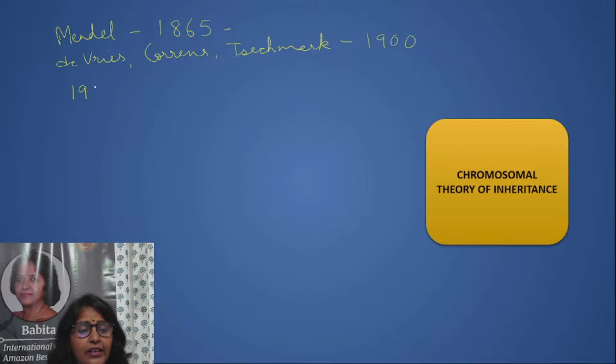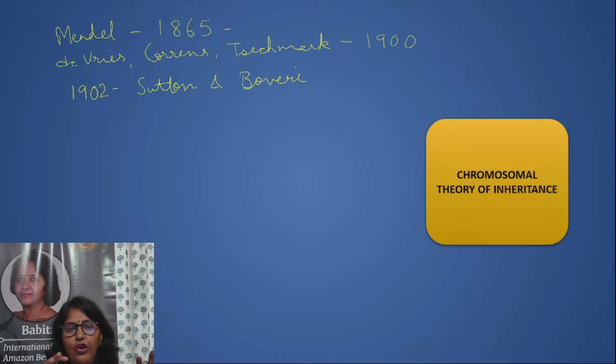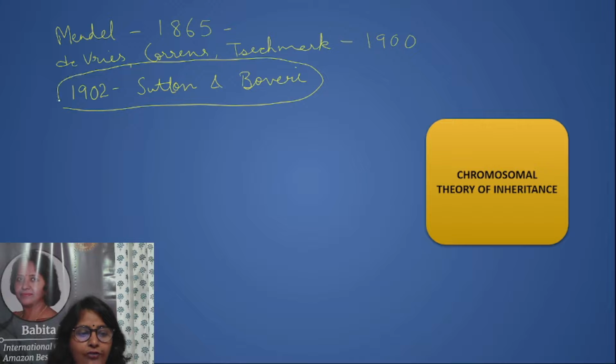by 1902, Sutton and Boveri gave this chromosomal theory of inheritance, because by that time several new microscopes were discovered through which different organelles of the cell could be recognized. They were able to see the chromosome also by staining. So in 1902, Sutton and Boveri gave this chromosomal theory of inheritance.